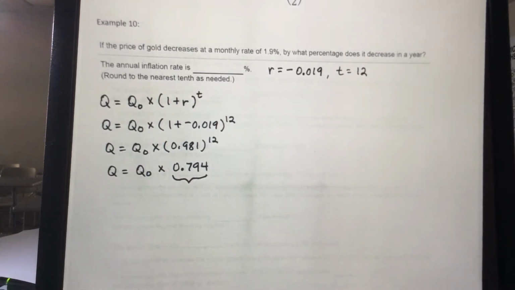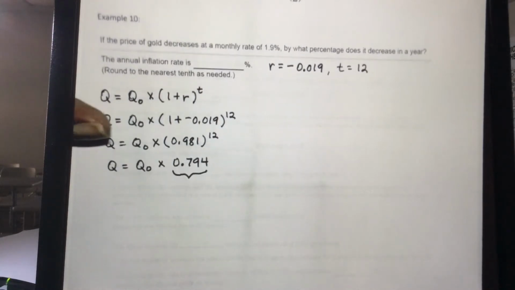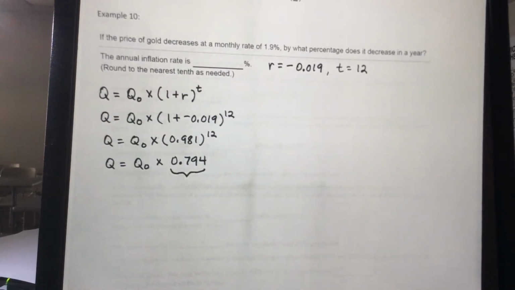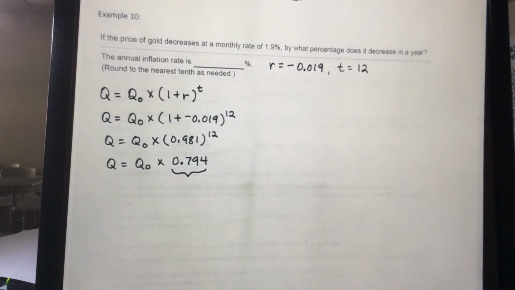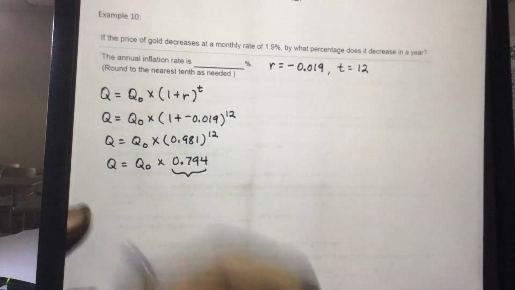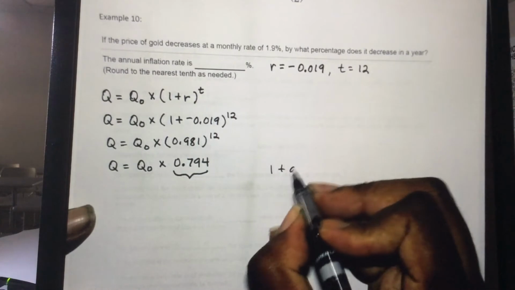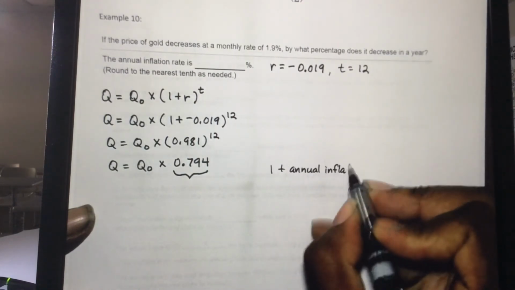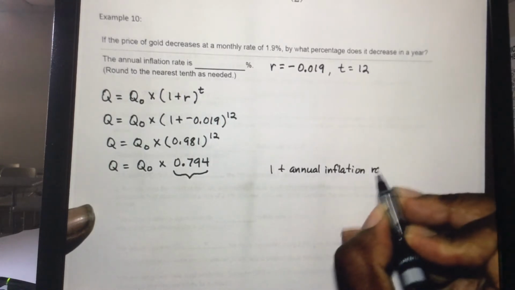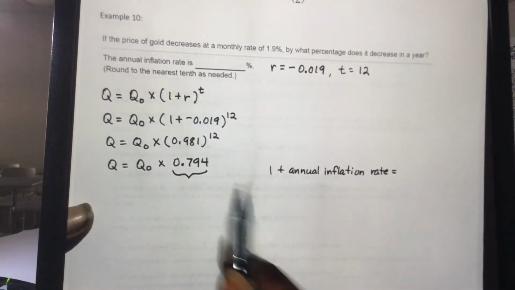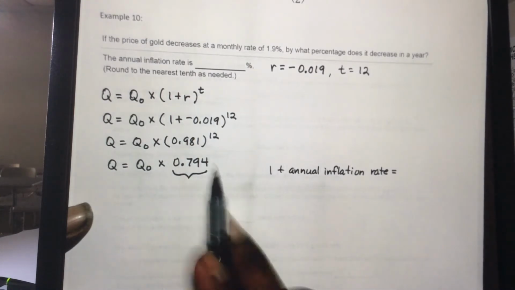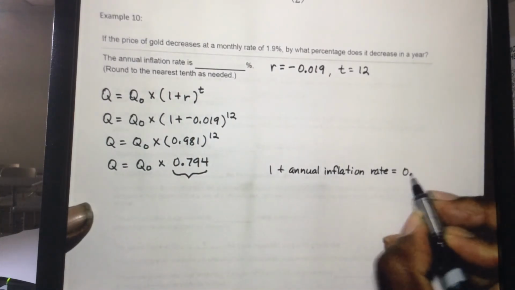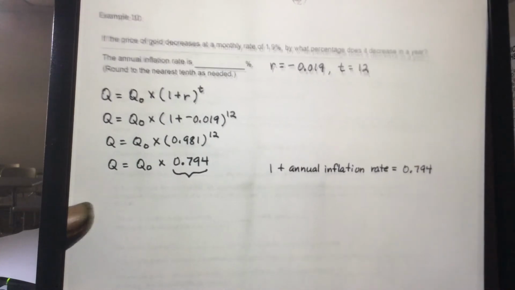Now here I'm going to use that particular value of 0.794, that factor, okay? Because this is what's going to help me find the annual inflation rate, okay? Now in this case here, there is a formula that says if you have 1 plus the annual inflation rate, that's going to be equal to whatever this factor is right here. In this case, it's equal to 0.794.